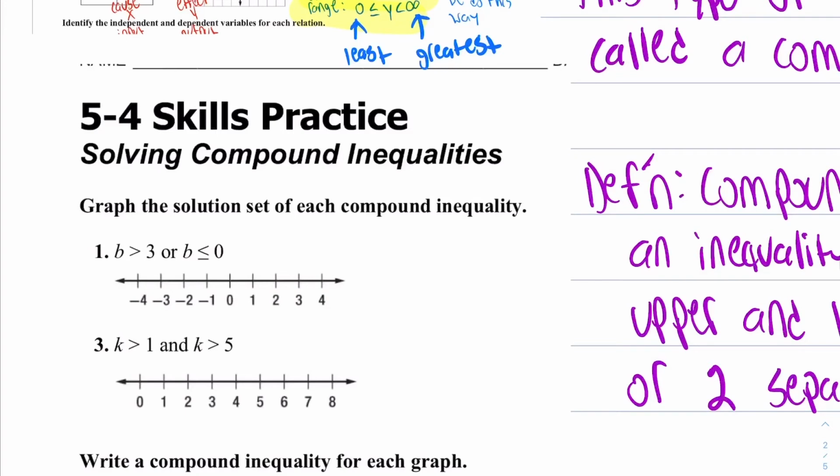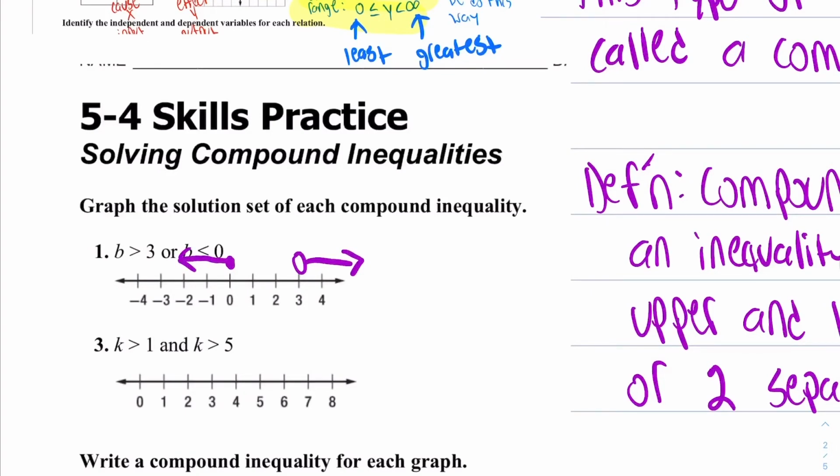We have b is greater than 3, so we can't be equal to 3. And we have b is less than or equal to 0. Less than or equal to, so we can be 0, so we're going to put a closed dot. b is greater than 3 means we can be the numbers to the right. b is less than 0 means we are the numbers to the left.